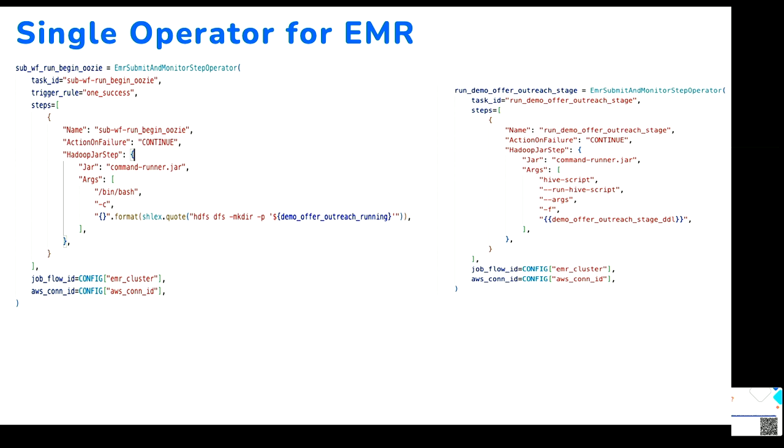So in Amazon EMR, there is a concept of application type. One of the application types is Hive script. You could have a Spark submit, et cetera. All right, so let's move to a demo real quick.